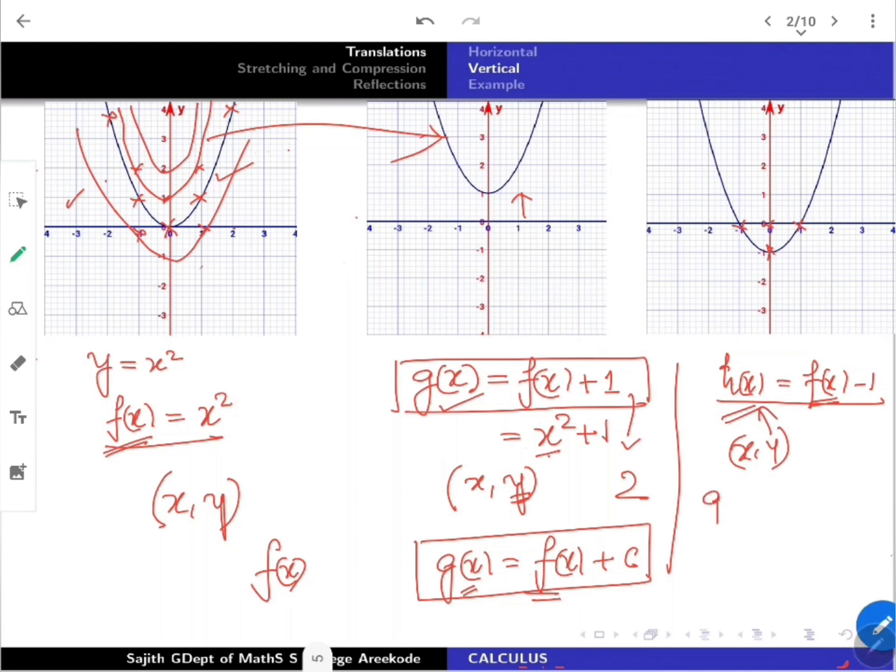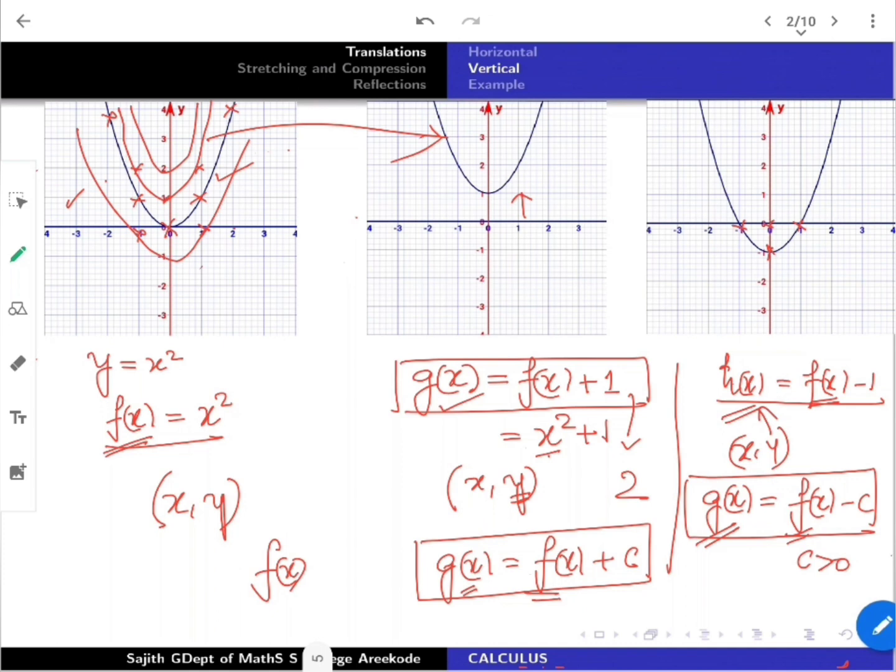Generally, one can say that if g of x, or h of x, whatever it may be, is given by f of x minus c, as the rule for g, where c is a positive constant, the graph of g is obtained from the graph of f by just translating it vertically down c units.